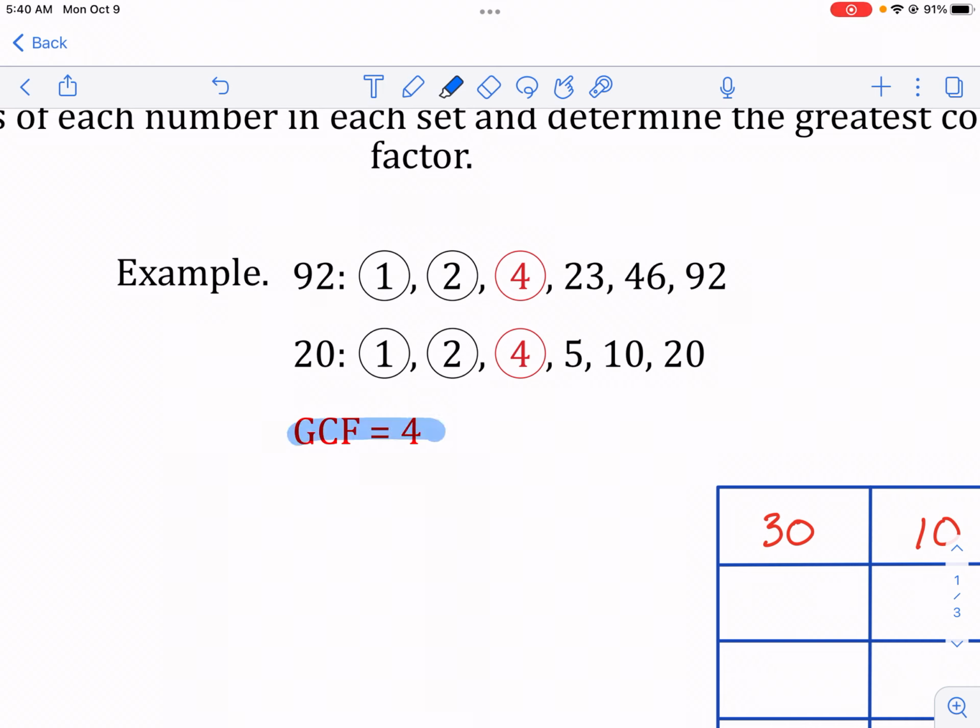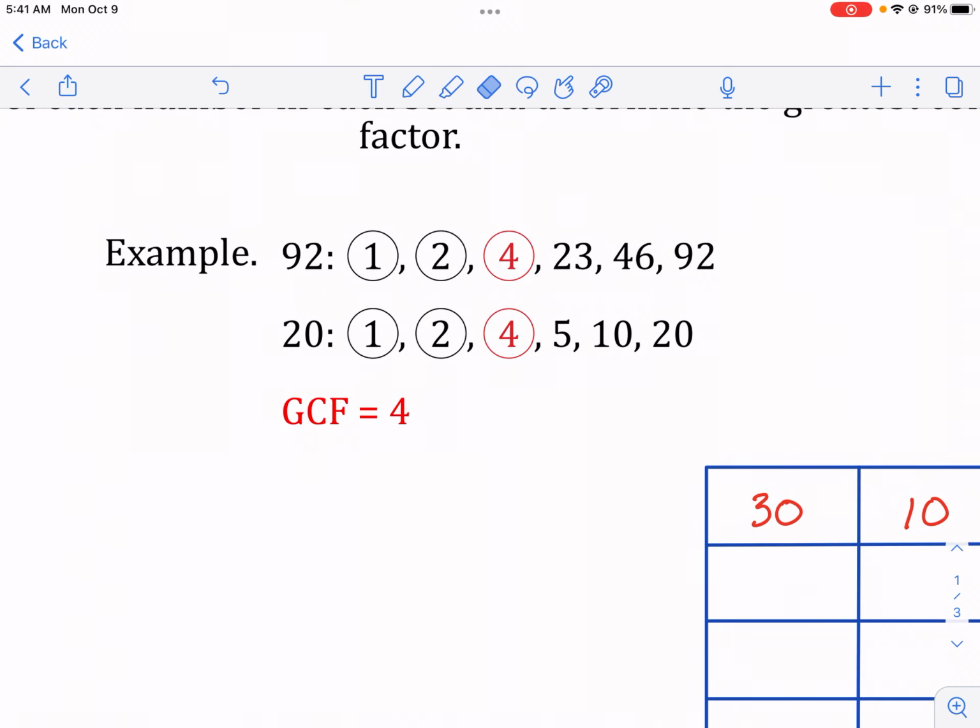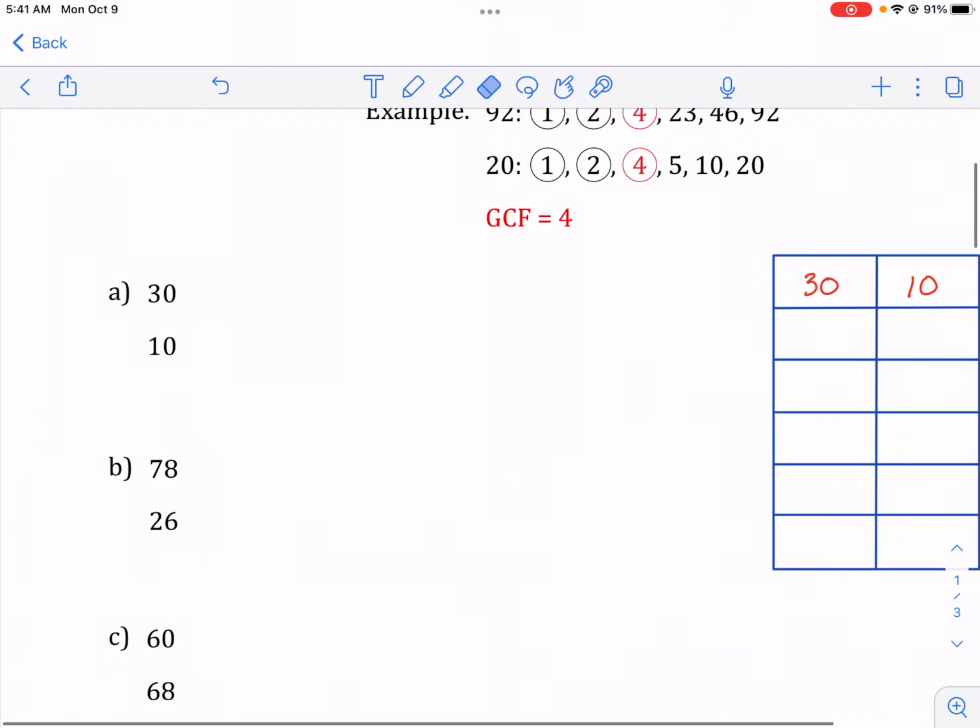So the example that is given here is 92 and 20. As you can see, they have a great setup here. We have all the factors that are in common circled, and then the biggest of those shared factors is circled in red. So in this case, it's 4, so the GCF, or greatest common factor, is 4. There's a couple ways to do this. I'm going to show you two.